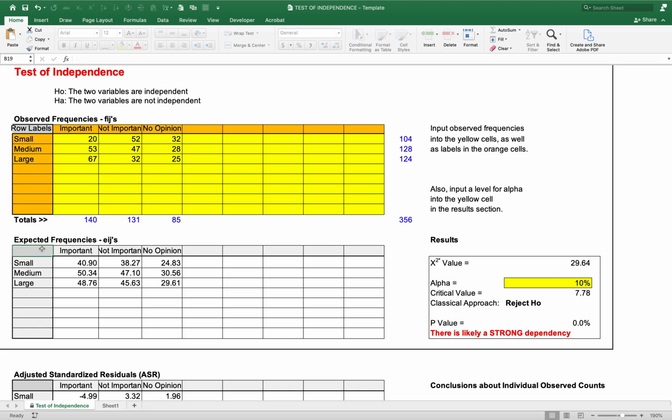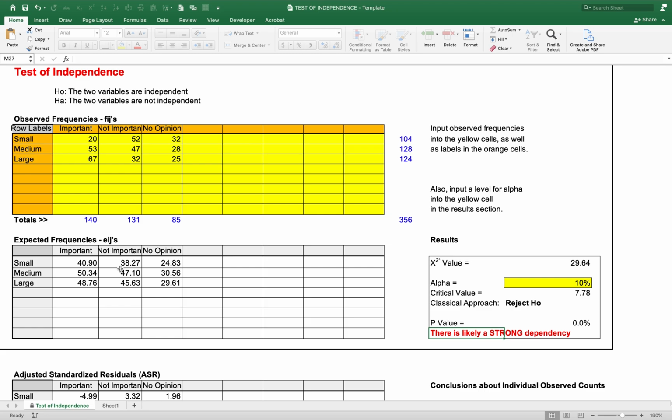Now, there's one other thing I want to show you down here, and that is that in class, the question was always, well, how do we analyze this further? Once you reject H0 and come up with a statement here that there's a likely strong dependency, then that's saying that some of these Fij's, the observed frequencies, are significantly higher than their corresponding Eij's. But which ones? And what we did is that most of the problems that we were dealing with were in the kind of 50 to 100, 200.